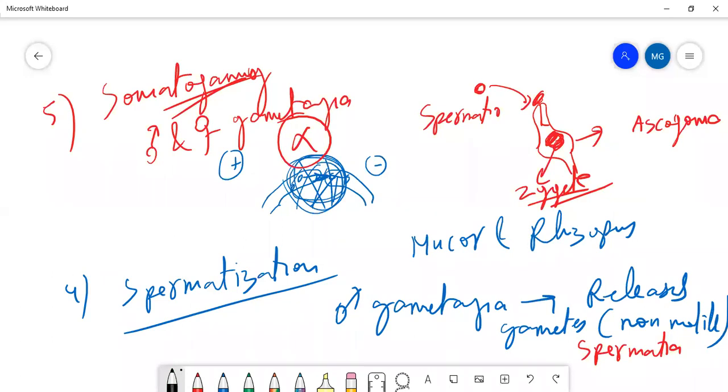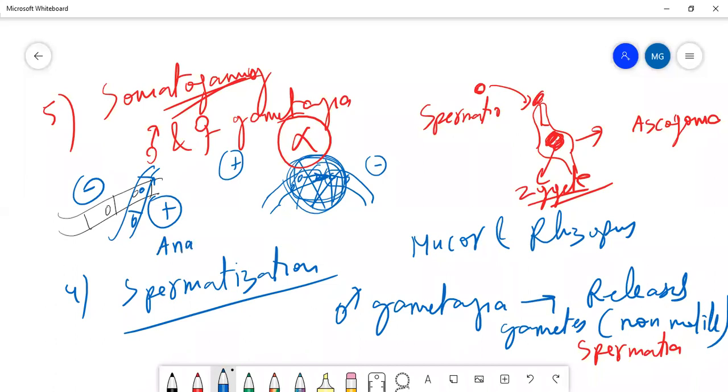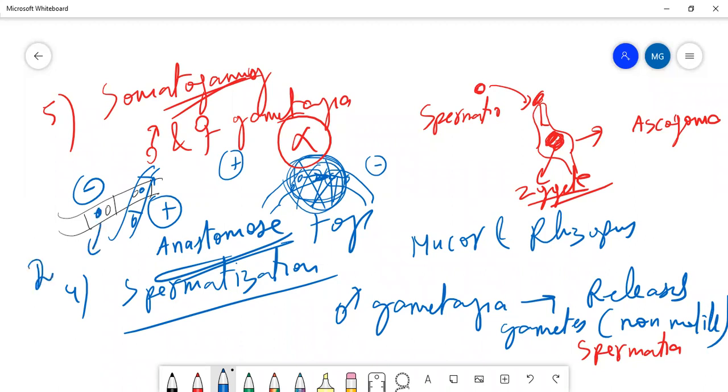What happens here is that somatic hyphae of two different strains come together. These are our hyphae. One hypha is coming from here. This is of the negative strain, this is of the positive strain. Somatic hyphae of two different strains anastomose, they come together. The common walls will dissolve, and the nucleus of one strain will get transferred into the other. So its nucleus goes here, and now dikaryoticization will take place.